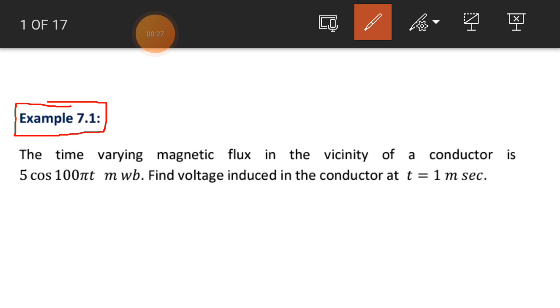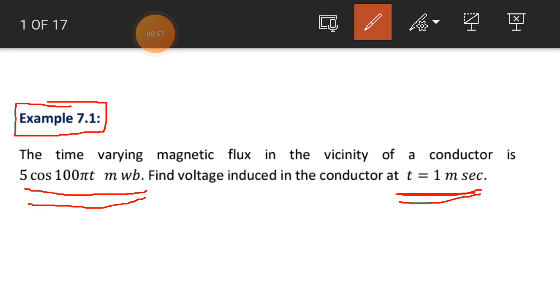The time varying magnetic flux in the vicinity of a conductor is 5 into cos of 100 pi t milliweber. Find the voltage which is induced across this conductor at time t is equal to 1 millisecond.